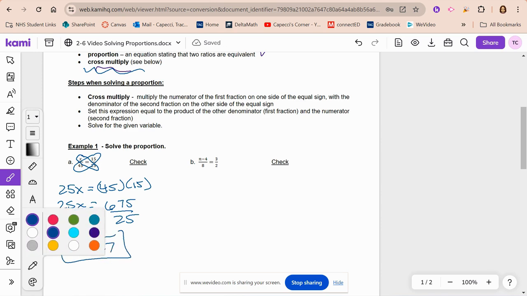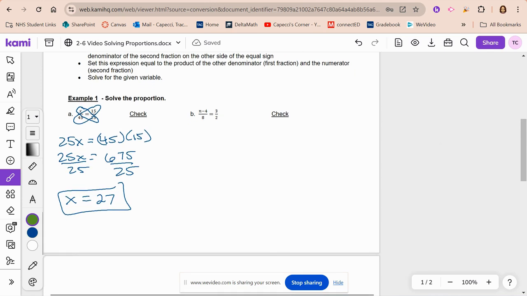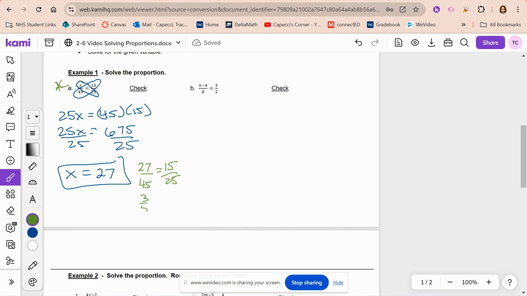Okay, now we can check this, which I do really like to do. So I have 27. That's my value. I'm going to go back to the original. 27 over 45 is equal to 15 over 25. I can either put that in my calculator and simplify it as a fraction, which would give me 3 over 5 is equal to 3 over 5, which is equivalent, or I could just make them both into a decimal, which would give me 0.6 is equal to 0.6. Regardless of the way we check it, we know that they are equal, so I know that x is equal to 27 is the correct answer.